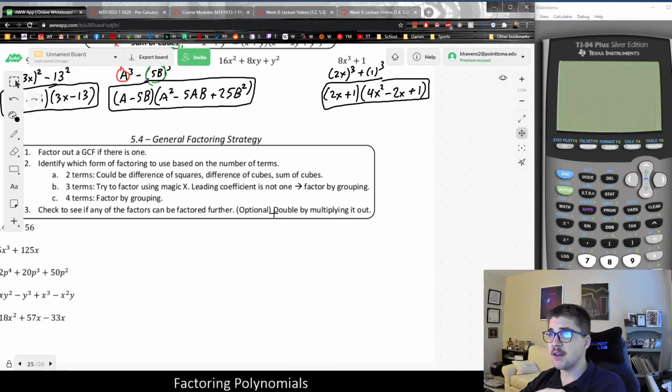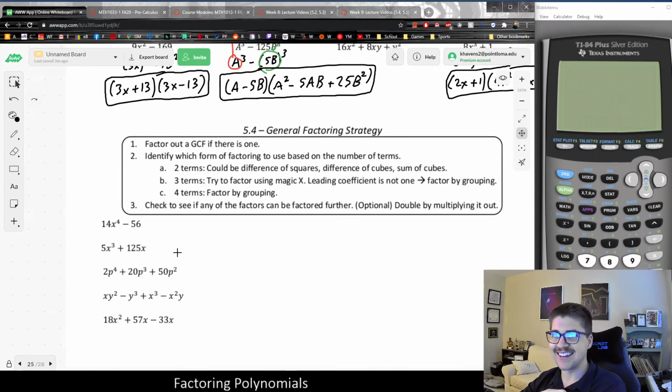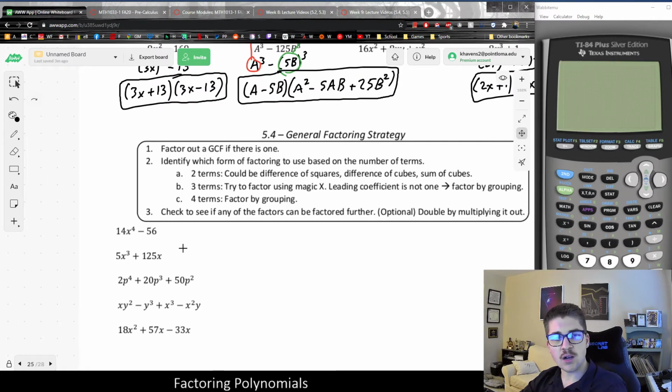And there is a typo here. It should say double check by multiplying it out. Looks like I, again, need to be a little bit more careful with my documents. But let's work on a couple of these examples.